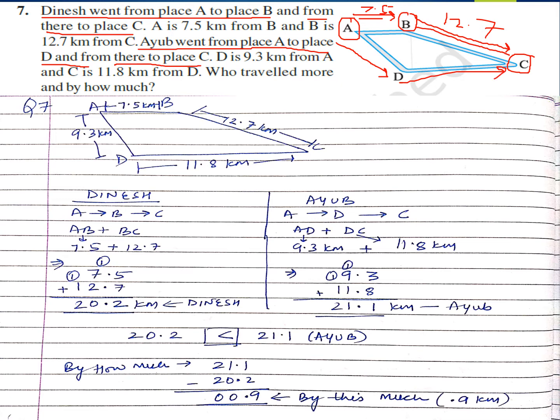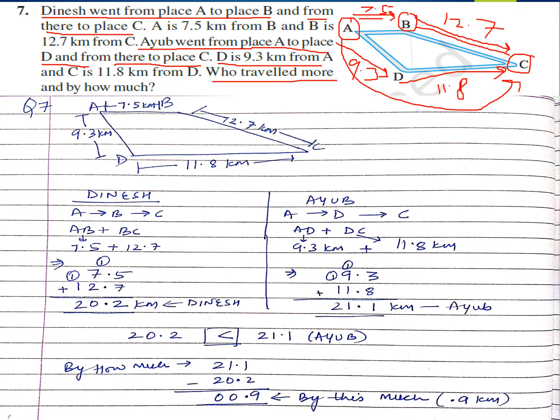If you see, this boy Dinesh is also reaching C, this boy Ayub is also reaching C, but both are choosing different paths. In the case of Ayub, they are saying D is 9.3 km from A. So this distance is 9.3 and C to D is how much? 11.8. Now what is the question asking from us? The question is asking who traveled more and by how much? Very simple question. All the units are the same, so we can add them. There is no issue at all.